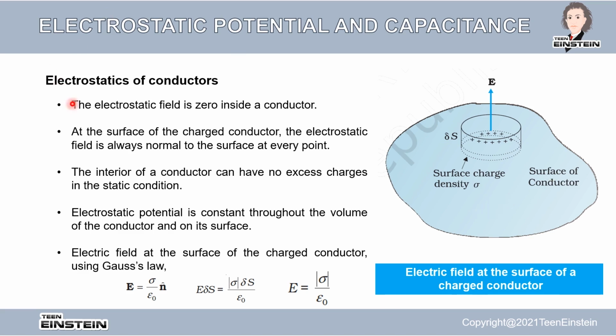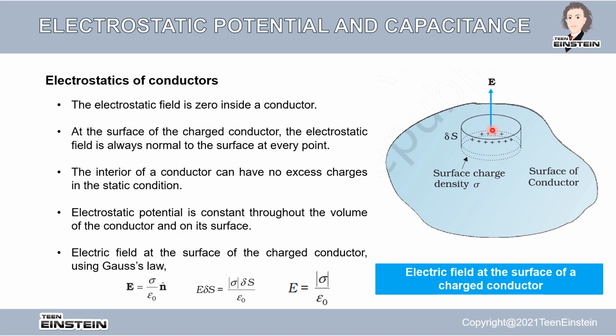The next point is, at the surface of a charged conductor, the electrostatic field is always normal to the surface at every point. Like it's shown here, there is an electrostatic field coming out of the conductor, but it has to be always normal to the conductor. What if it's not normal? What if it makes an angle with the surface of the conductor?